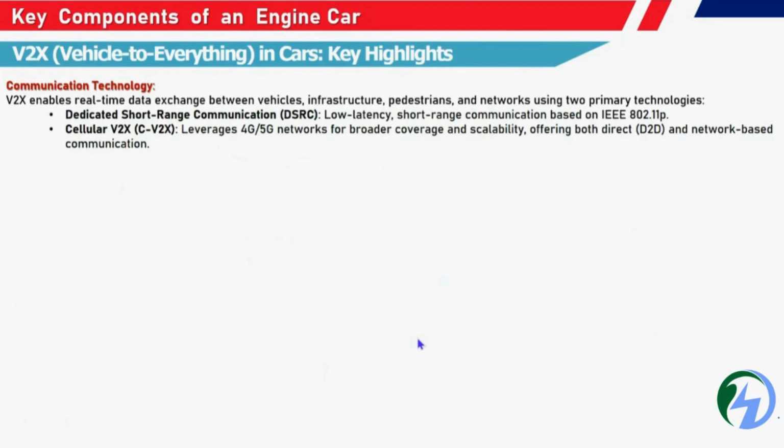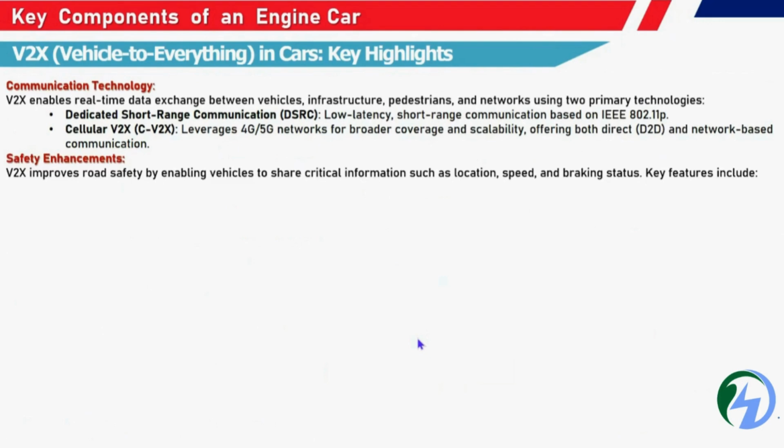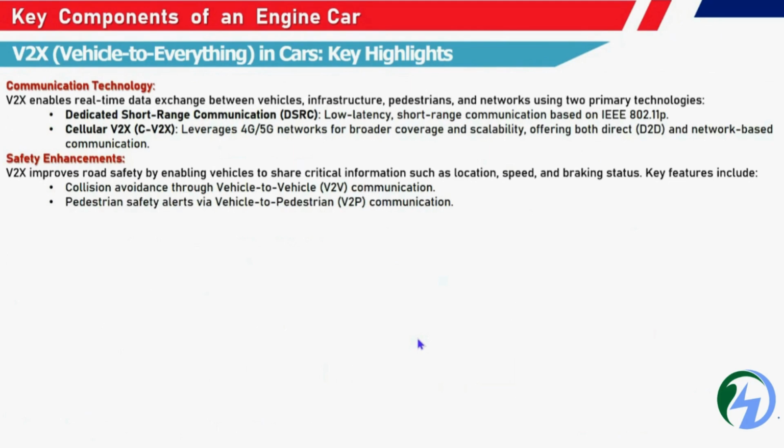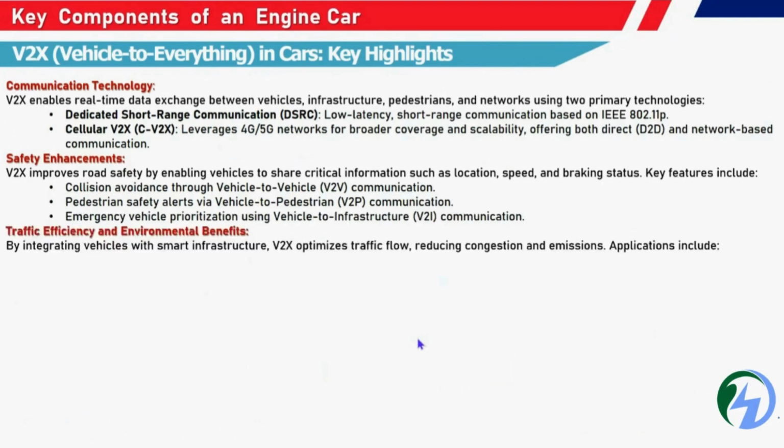It is specifically enabled to exchange information between devices, and moreover it is dedicated to short-range communication and cellular V2X, mainly for safety enhancement, where it improves road safety by sharing critical information such as location, speed, or braking status, to avoid collisions, with pedestrian safety alerts, emergency vehicle prioritization, traffic efficiency, and environmental benefits. So it will show the traffic flow and reduce congestion and emissions.